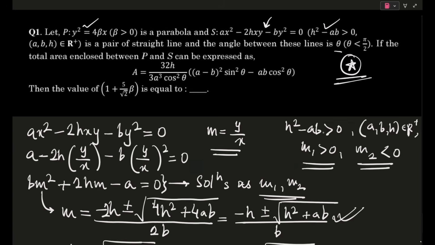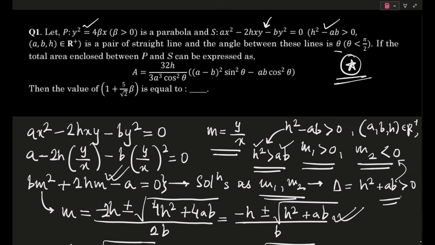Okay, one more thing, like I should have mentioned this, I will mention once again. Basically here, h square minus ab greater than 0 actually means h square is greater than ab. Now because a, b, h are all positive, ab product is positive and h square product is also positive. Now if you ask about the discriminant of this particular equation, it is delta equal to h square plus ab. So that is also greater than 0. That's why from there we can infer this. I should have written this before. Please note that down. So I am now returning to the question.